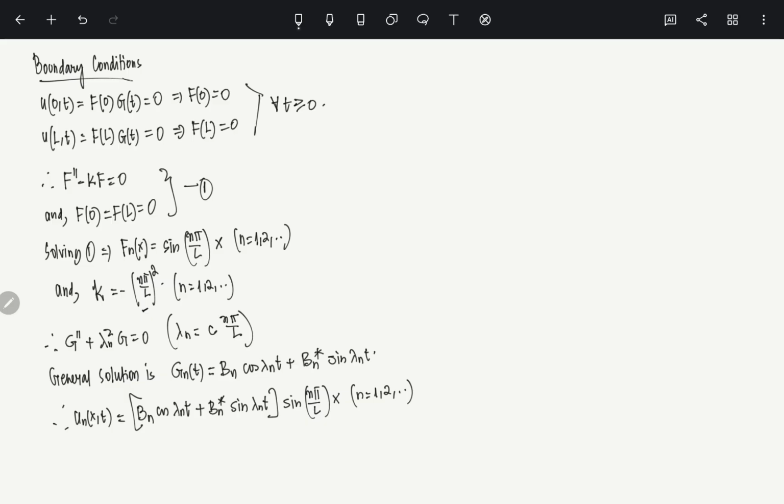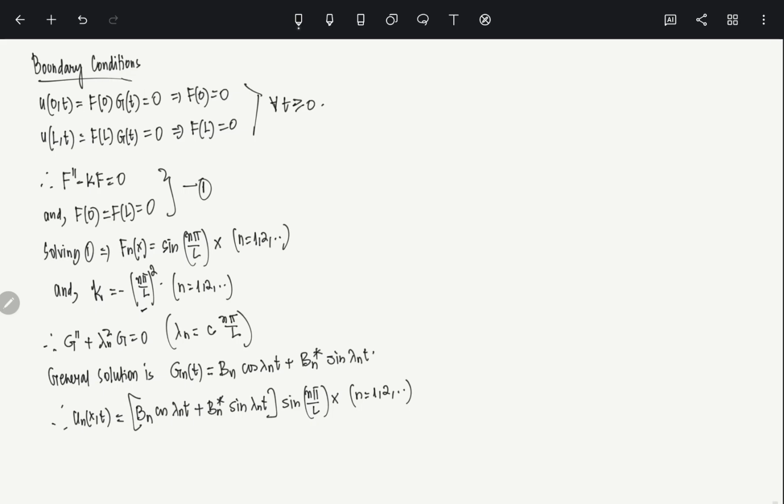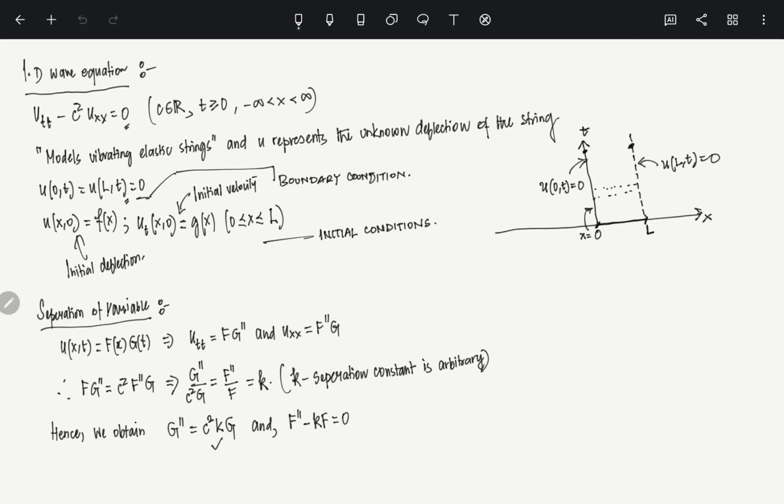Is it okay? So now what we need to do is find out what the exact solution is. To find the exact solution, we have those two other conditions also. Remember, the initial conditions, these two initial conditions are there. We just used the boundary condition. Now we'll put in the initial condition.